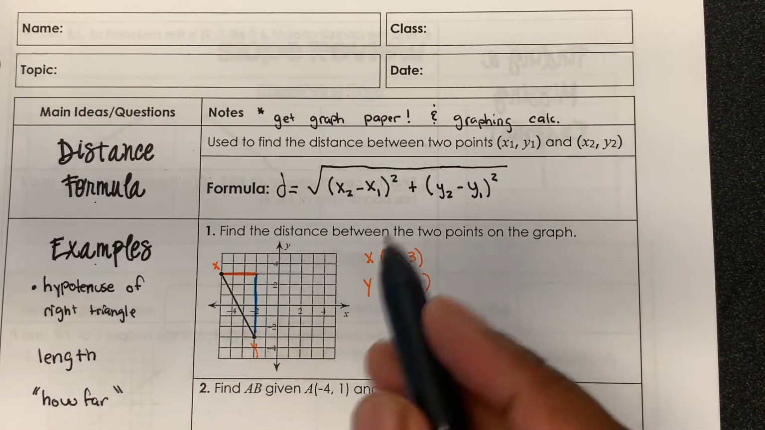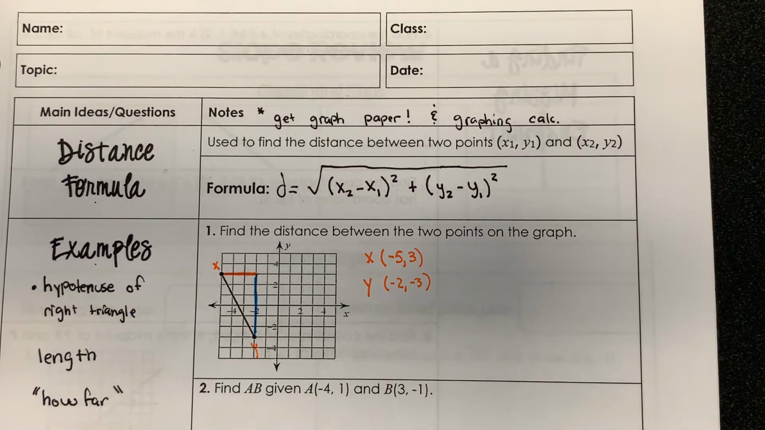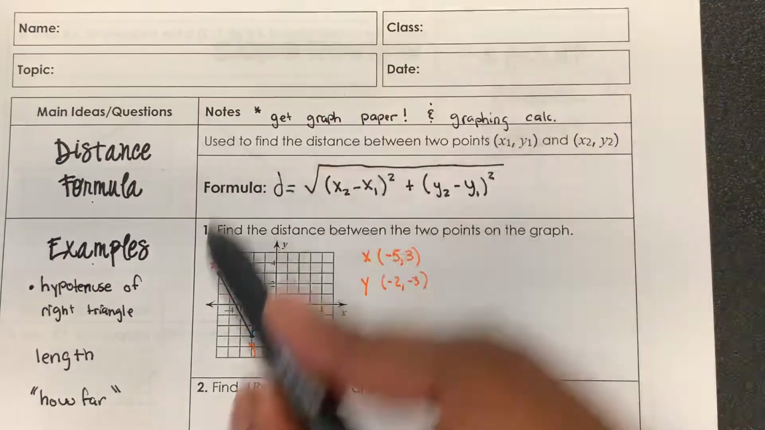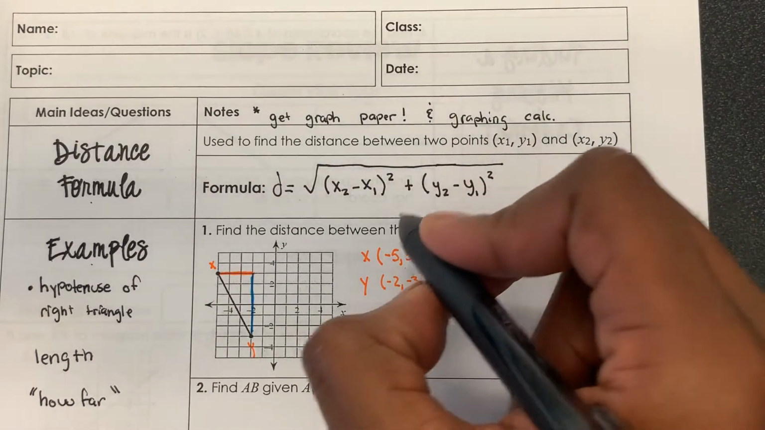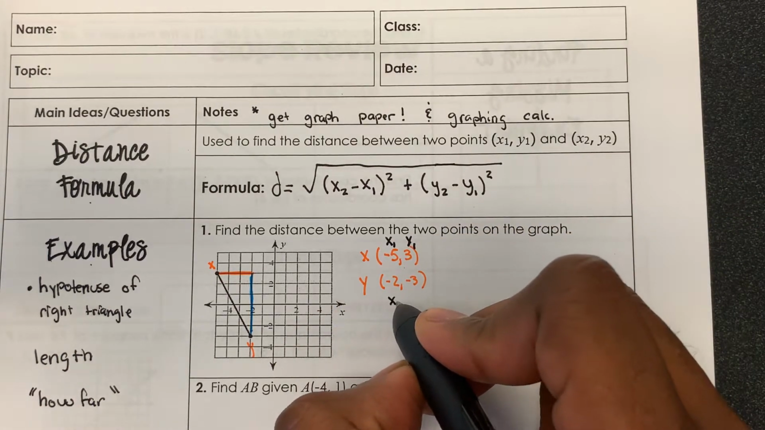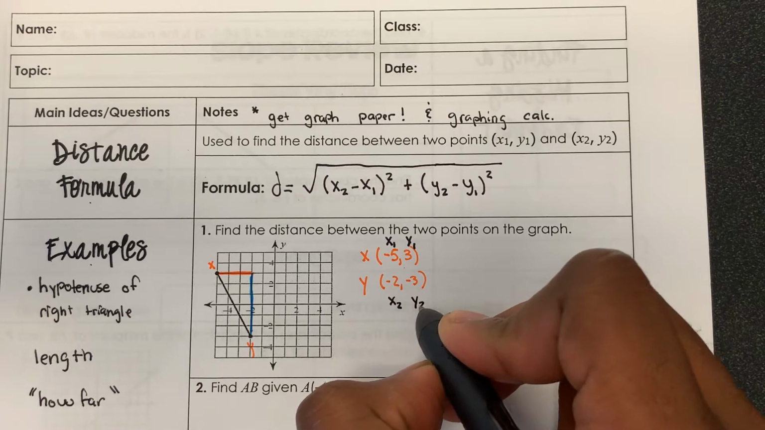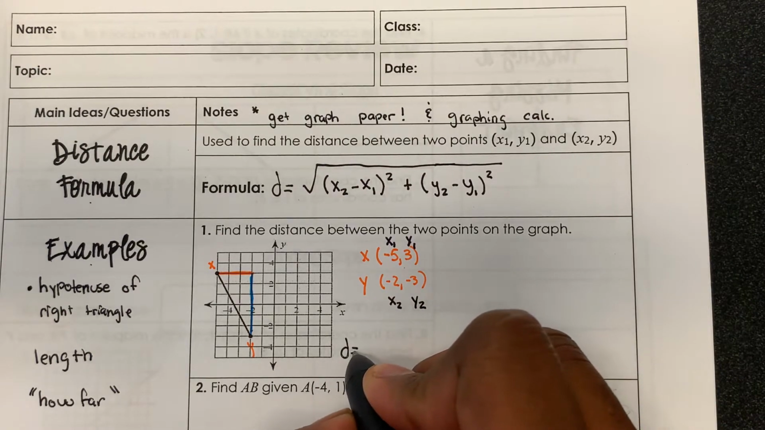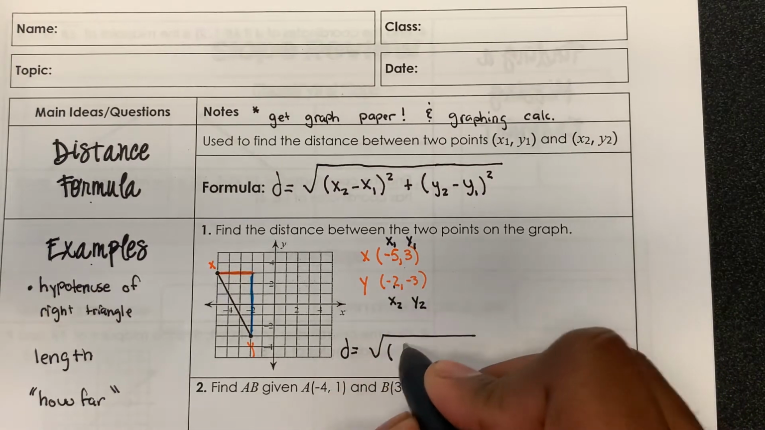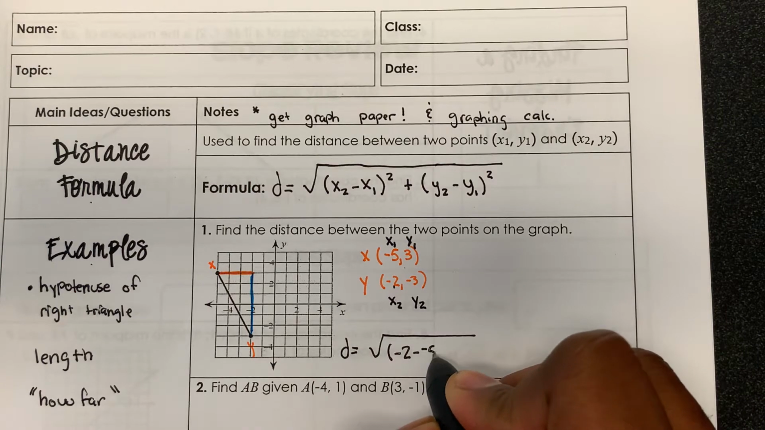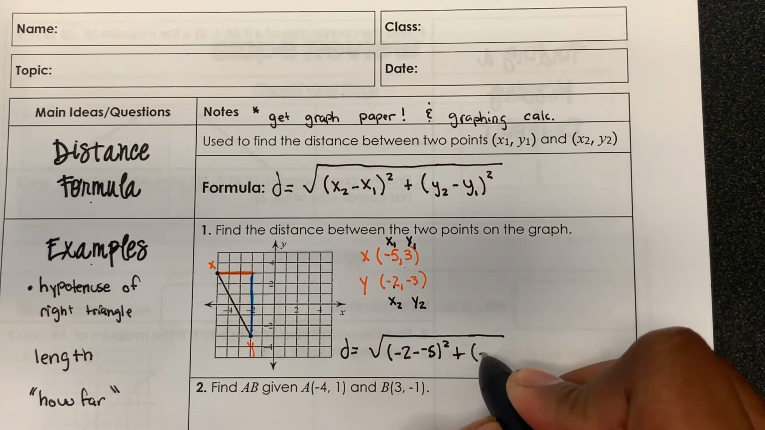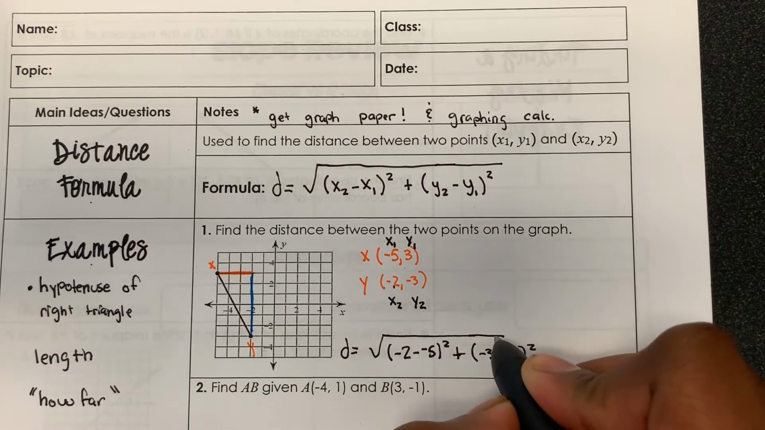So as long as we have this formula and we label our points, we can let the calculator do the heavy lifting. For 1, we're finding the distance between the 2 points on the graph. We've identified the coordinates. So for X, this is x1, this is y1, and then the -2 is x2, and the -3 is y2. So distance equals the square root of x2 minus x1, so -2 minus -5 squared, plus y2 minus y1, which is -3 minus 3 squared.